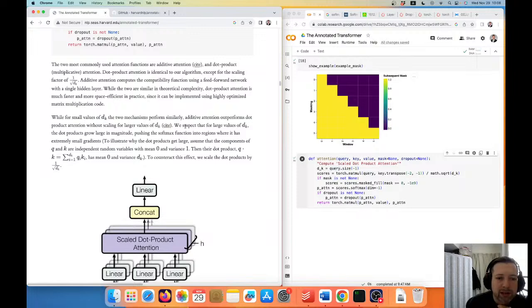We suspect that for large values of d sub k, the dot product grows large in magnitude, pushing the softmax function into regions where it has extremely small gradients. Yeah, I mean, this makes sense, right? If you have large dimensions, even if the values are small in the vectors, essentially the dot product becomes a really long sum, and you'll move out of the region where the softmax function has any significant gradient.